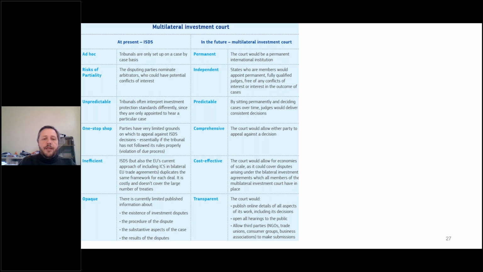And then finally, it will hopefully be far more transparent. The proposals which are currently made try to ensure that a multilateral investment court in the future will be far more transparent than what's currently happening under ISDS, where there is actually very limited information about the results of the disputes and so on.